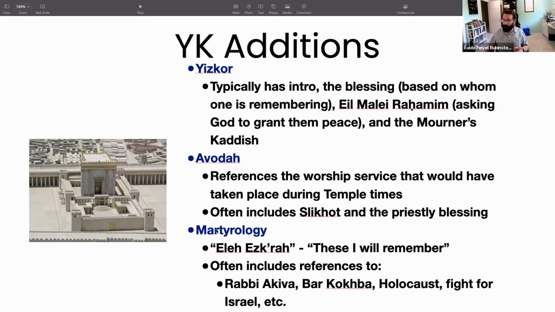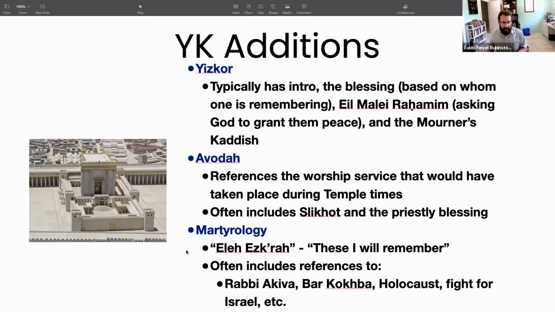And then we have the Martyrology, otherwise known as Eila Ezkara, which means "these I will remember." What this is, literally, is the service of the Martyrology. It will often have sections referencing mass death of Jews, or individuals who were actually martyrs in their own right: Rabbi Akiva, the Bar Kokhba revolt, the Holocaust, the War of Independence for Israel, moments throughout Jewish history where people died for Judaism.